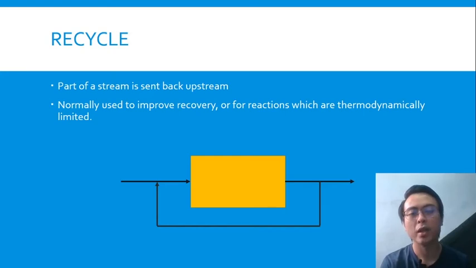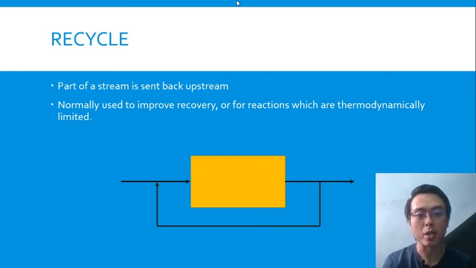First, recycle. In simple words, recycle means you are taking a little part of a certain stream and sending that part back upstream. This serves several purposes, one of which is that it's normally used to improve recovery. Let's say you are recovering something via extraction or distillation, and the percent recovered is not that high. What you can do there is perform recycle so that you send back a part of your products to your inputs so that it will be processed again and again.